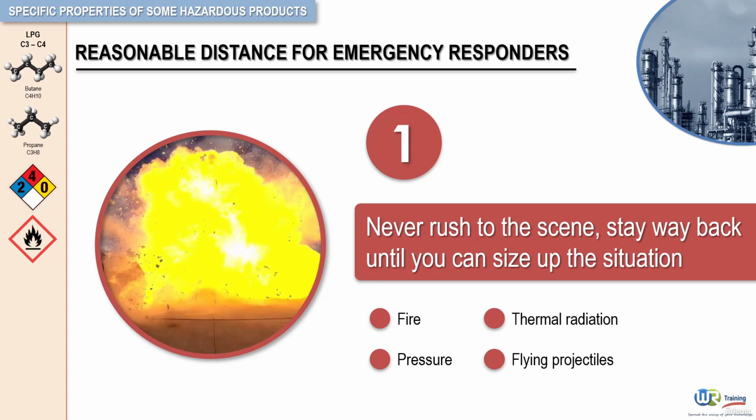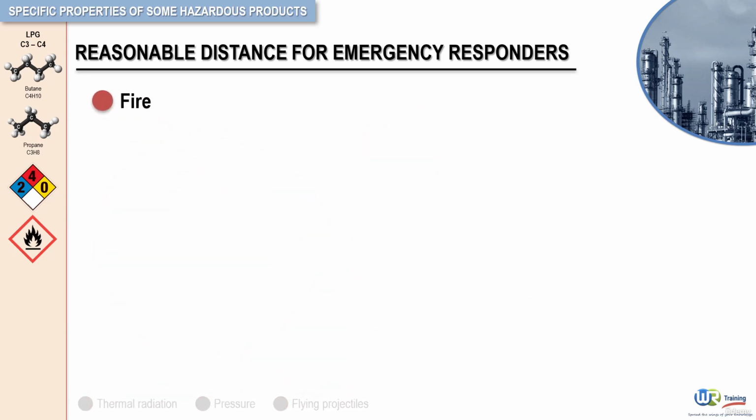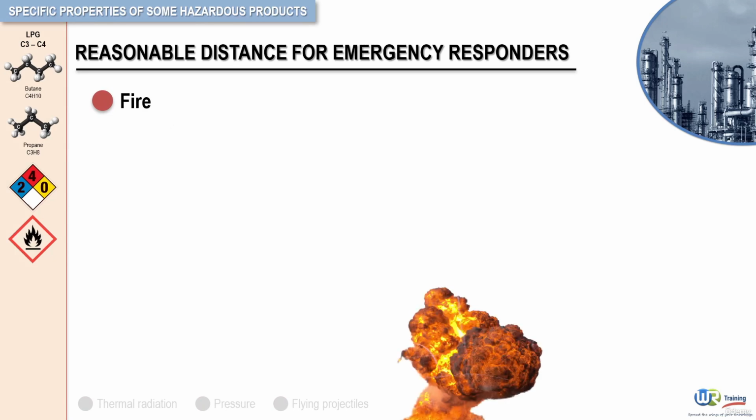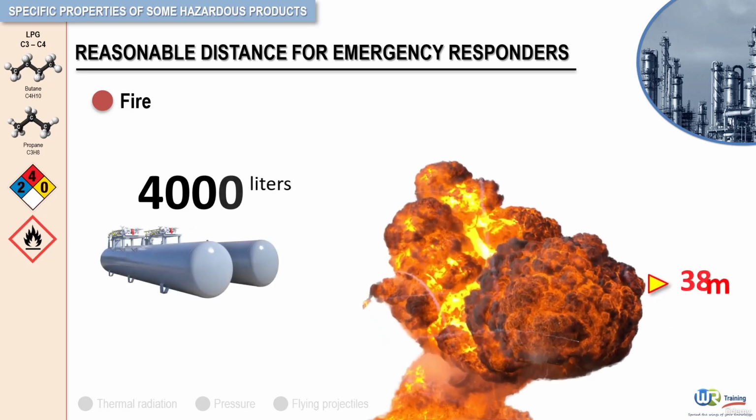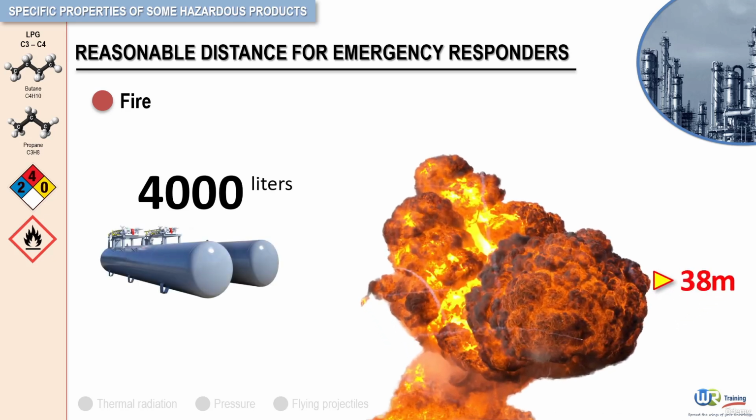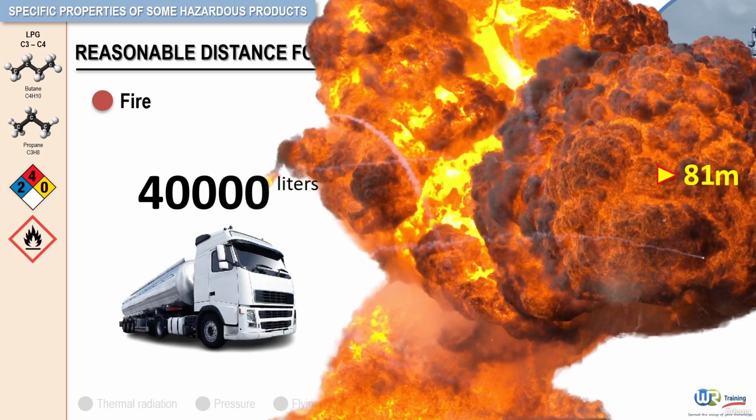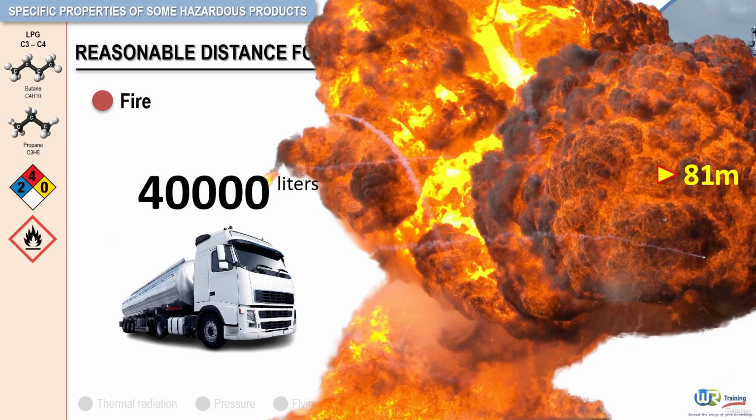First, let's look at the fire hazard. Now, if the release is ignited, there is an immediate fireball. Tests show that when a 400-liter propane tank BLEVEs, the radius of the fireball is about 18 meters. For a 4,000-liter tank, the fireball radius more than doubles to 38 meters. And for a 40,000-liter tank, it more than doubles again to 81 meters.